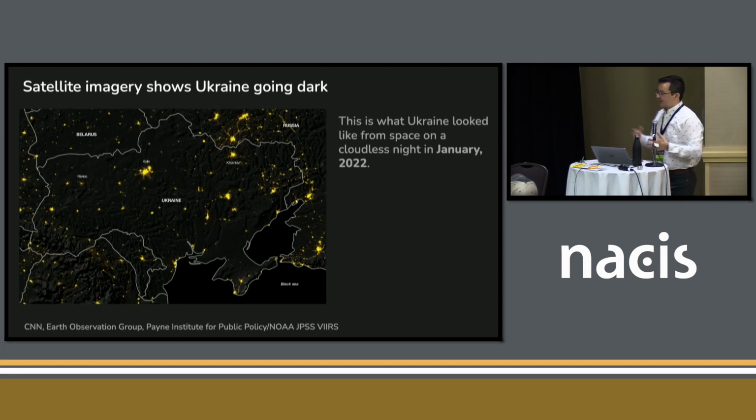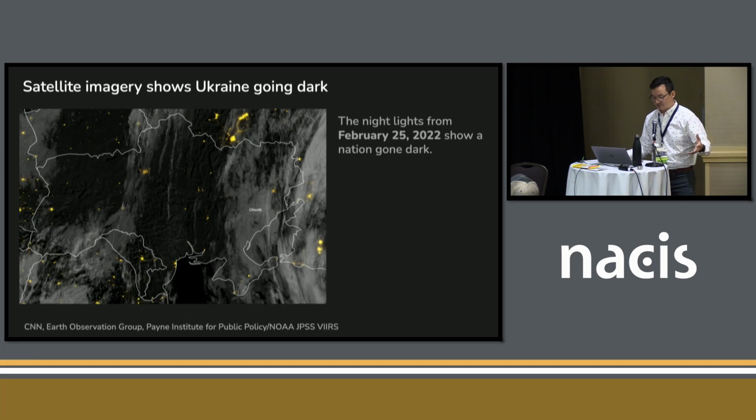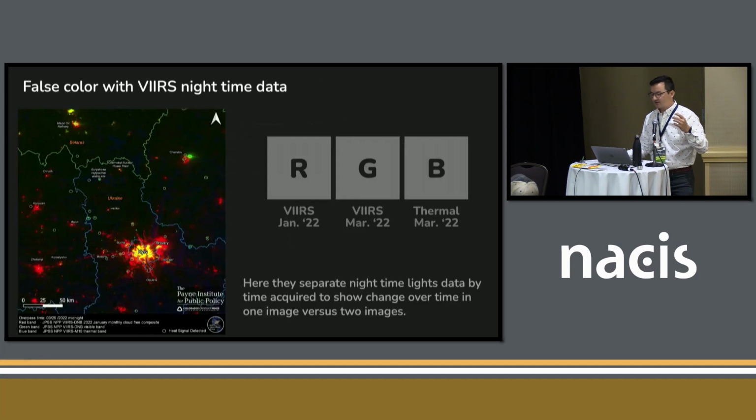So here, when I was at CNN, I worked on a story right when Russia invaded Ukraine, and to show how the night sky looked typically, we show a January composite of that VIIRS imagery, and then we show that after imagery where the cities dimmed for a variety of reasons. But there is a little bit more we can do in false color.